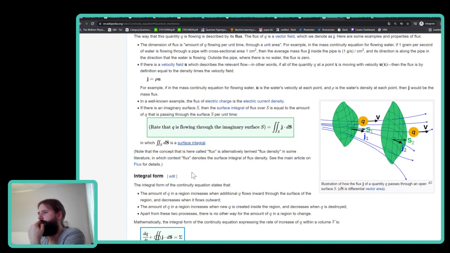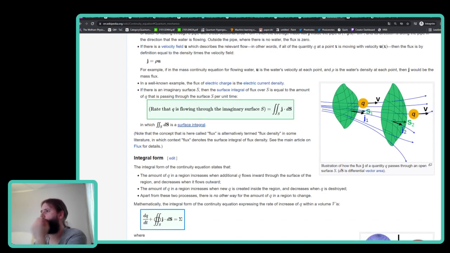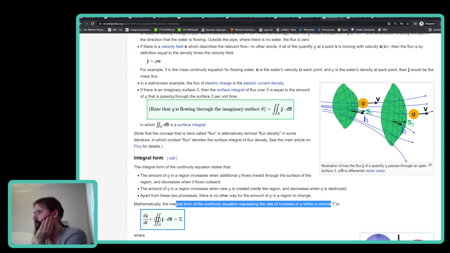Flux density. Okay. The integral form of the continuity equation states that the amount of Q in the region increases when additional Q flows inward through the surface of the region and decreases when it flows outward. The amount of Q in a region increases when Q is created inside the region and decreases when it is destroyed. Apart from these two processes, there is no other way the amount of Q in the region can change. Mathematically, the integral form of the continuity equation expresses the rate of increase of Q within a volume.